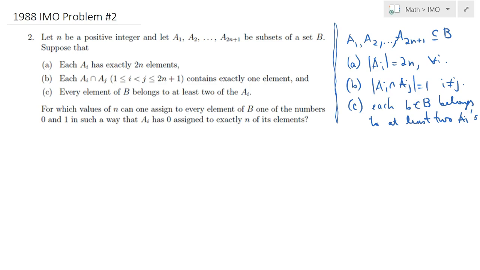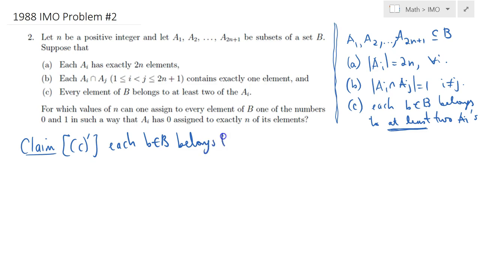So we can solve this problem in two steps, I guess. But the first step is this "at least" business, which is kind of worrisome. So I have the following claim, and I call it C prime. This is the new statement. I claim the stronger condition still holds, namely that each b in B belongs to exactly two A sub i's. So that condition is a stronger condition, but it is necessary.